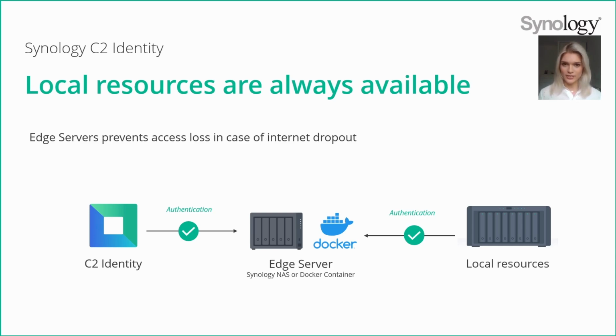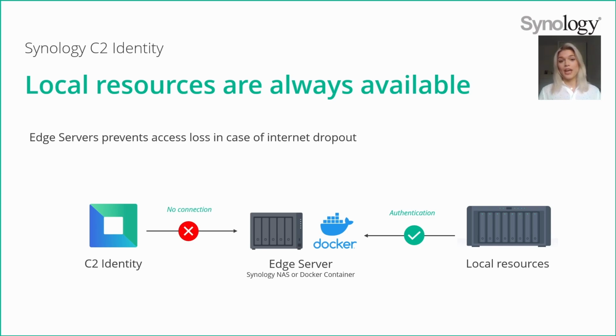Your cloud directory is on C2 Identity that delivers users authentication to the company's services. You also have a local server that is connected to your directory to get the connection information, and you have an edge server that can be a Synology NAS or a Docker container used on site. In this case, when someone wants to log in, the NAS can either connect via the internet or via the edge server. But what if you don't have an internet connection?